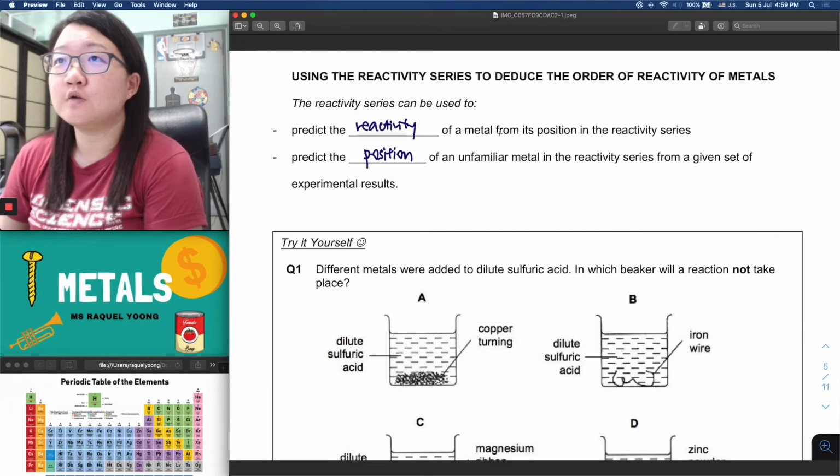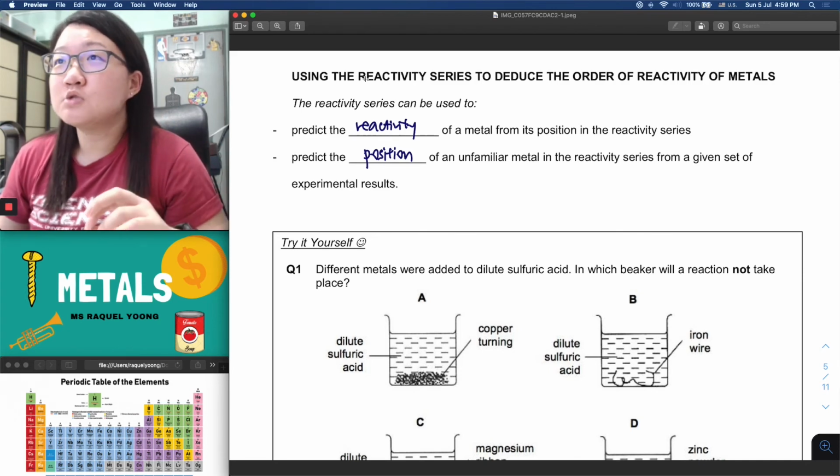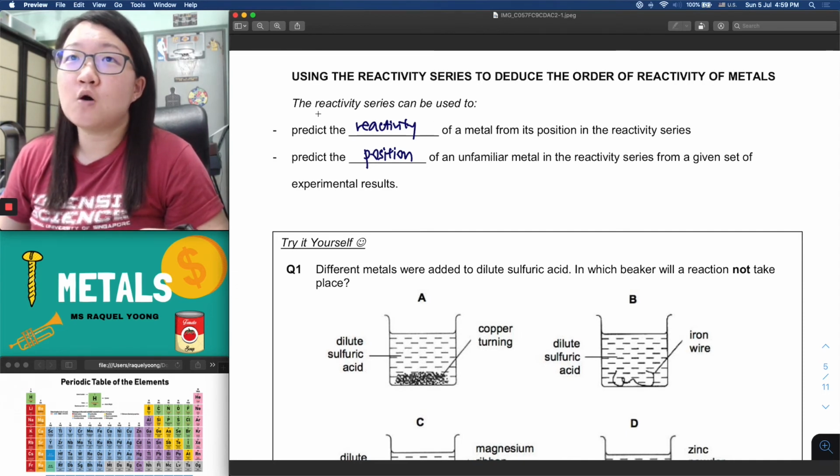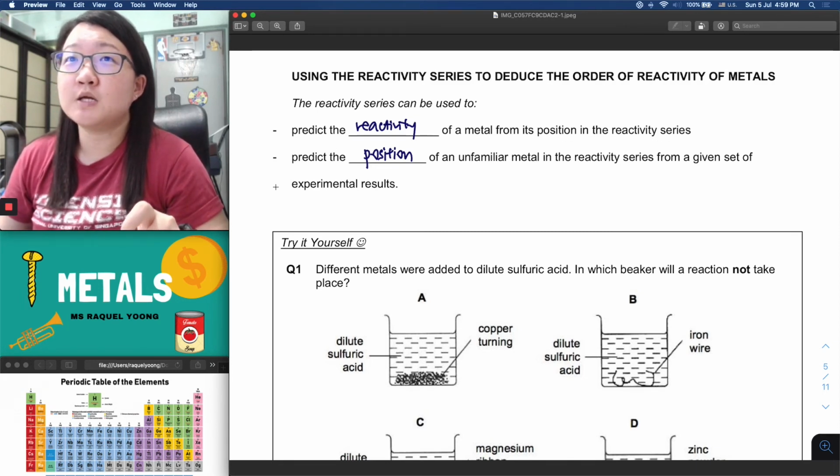Okay, moving on to the final part of this segment on the reactivity series, we'll be talking about some of the usual questions that tend to be asked for this portion. Basically you'll be mainly using the reactivity series to deduce the order of reactivity of metals. You can use it for mainly two purposes. Number one, to predict the reactivity of a metal from its position in the reactivity series, which is the simpler part. The more challenging part that comes out in application questions will be to predict the position of an unfamiliar metal in the reactivity series from a given set of experimental results.